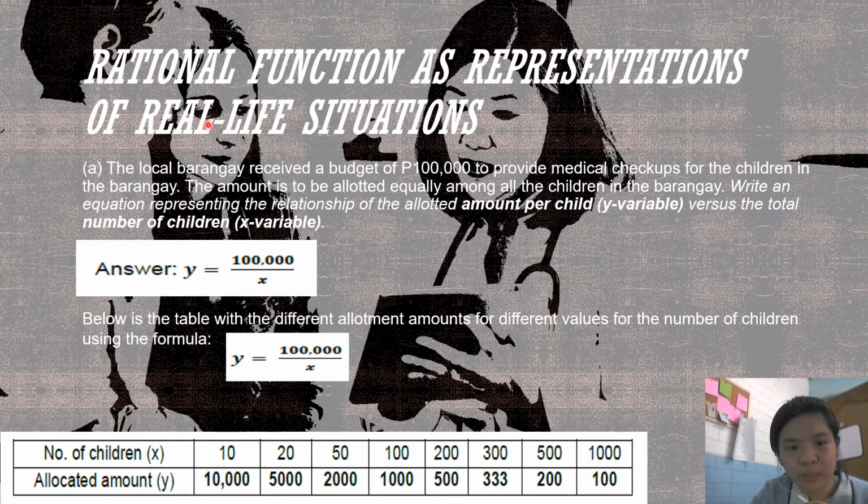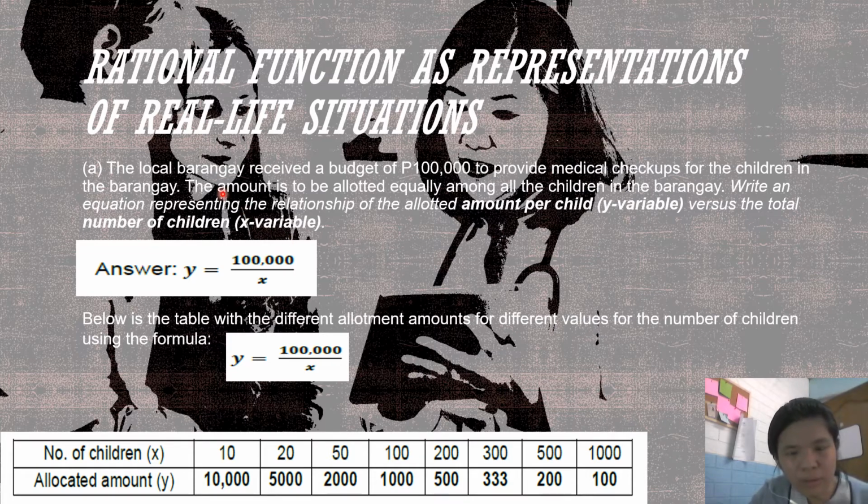So let's now proceed to rational functions as representations of real-life situations. The local barangay received a budget of 100,000 to provide medical checkups for the children in the barangay. The amount is to be allotted equally among all the children in the barangay. Write an equation representing the relation of the allotted amount per child, which is the y variable, versus the total number of children, which is the x variable.